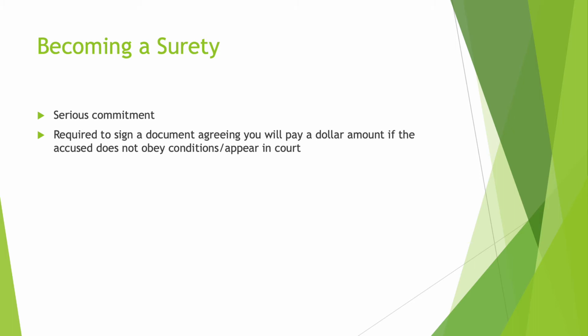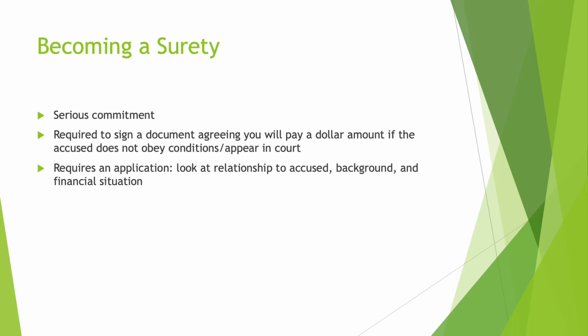Becoming a surety requires an application, and a justice of the peace will consider your relationship to the accused, background, and financial situation. To be a surety, you should live in the same community so you can ensure the accused's release conditions are met, not have a criminal record, not be a victim or witness in the case against the person. You must not be facing criminal charges or be a surety for another person, and must be able to prove that you can pay the amount required if the accused breaches their conditions.